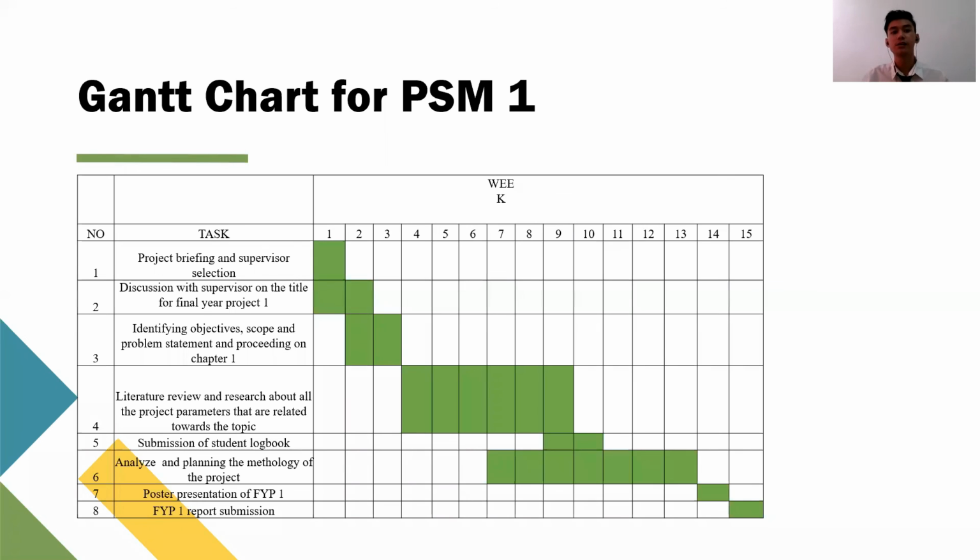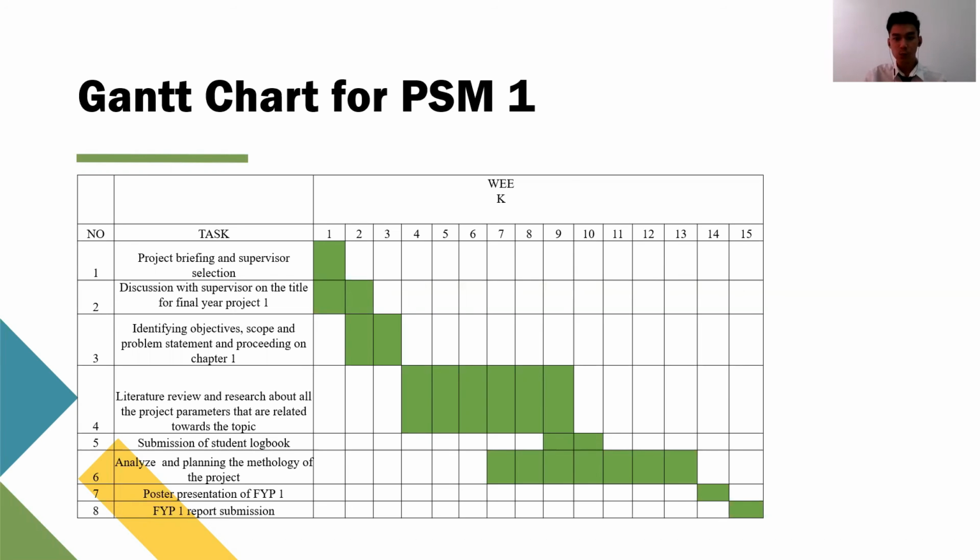And finally, the Gantt chart for my PSM1. From week 1 to week 3 is the project briefing, discussion with the supervisor on the title for final project 1, and identifying objective, scopes, and problem statement in proceeding on chapter 1. From week 4 until week 9, I make a literature review and research about all the project parameters that are related towards the topic. From week 9 until 10 is for the submission of student logbook.